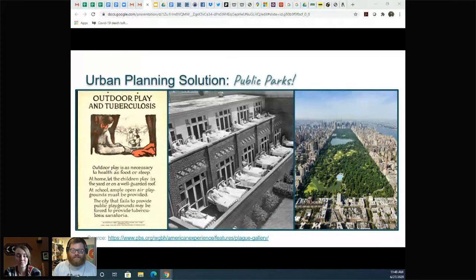And of course, if you got TB, it was thought that these same treatments would help. So they founded these sanitariums across the country, like in the middle photograph there, where their treatment for everybody was to put them outside. And then, of course, on the public health side, Frederick Law Olmsted was out there building parks left, right, and center.